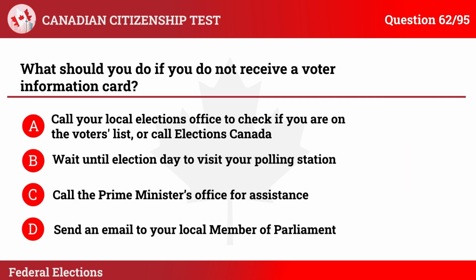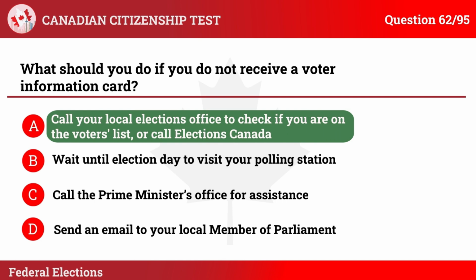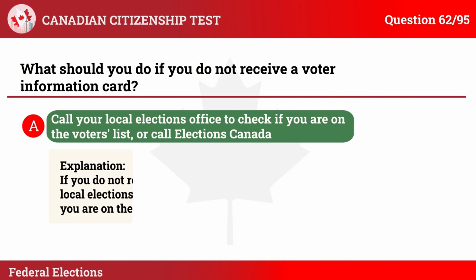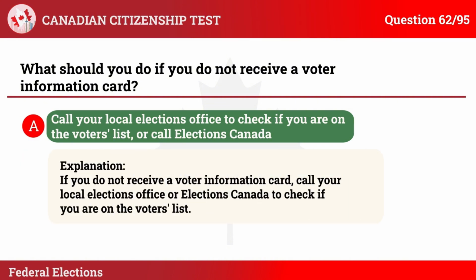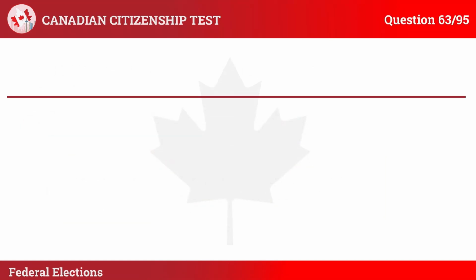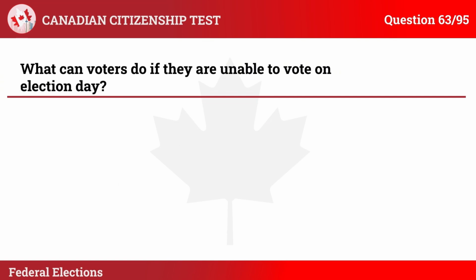The correct answer is A. Call your local elections office to check if you are on the voters list, or call Elections Canada. Explanation: if you do not receive a voter information card, call your local elections office, or Elections Canada, to check if you are on the voters list. Question 63. What can voters do if they are unable to vote on election day?